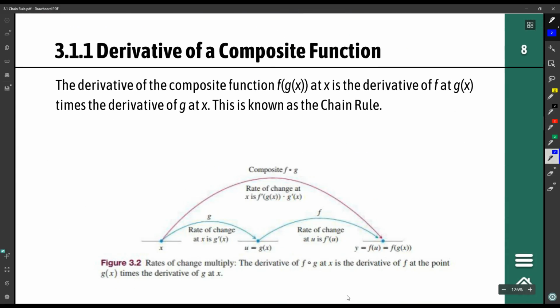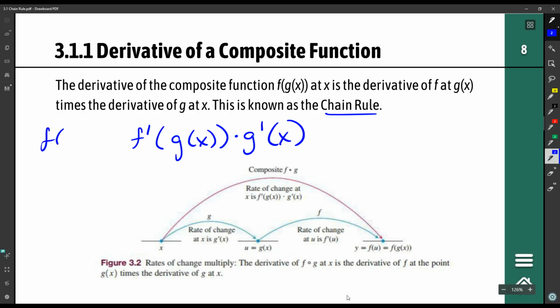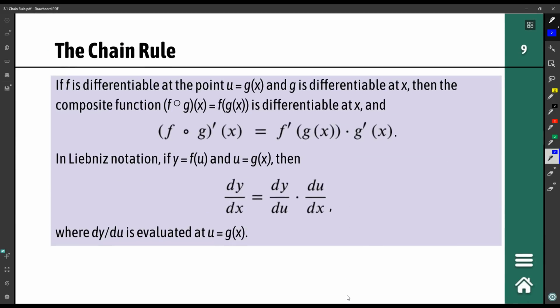Here we're starting to build the chain rule for the first time. The derivative of the composite function, f of g of x, at x is the derivative of f at g of x times the derivative of g at x. And what is this again? It is f prime of g of x, the derivative of f at g of x. And we have a graph down here at the bottom that shows how it works. That takes us to the chain rule.